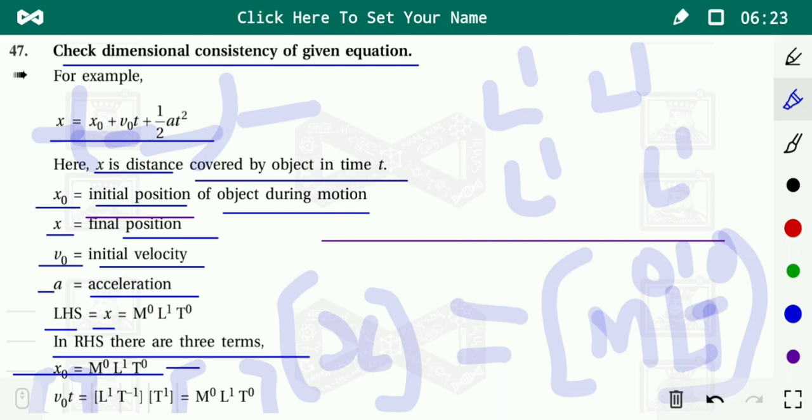So this equation is dimensionally correct, but it doesn't mean that this equation may exist or may not exist. This method does not give any idea whether this equation exists or not, but this equation is dimensionally valid.